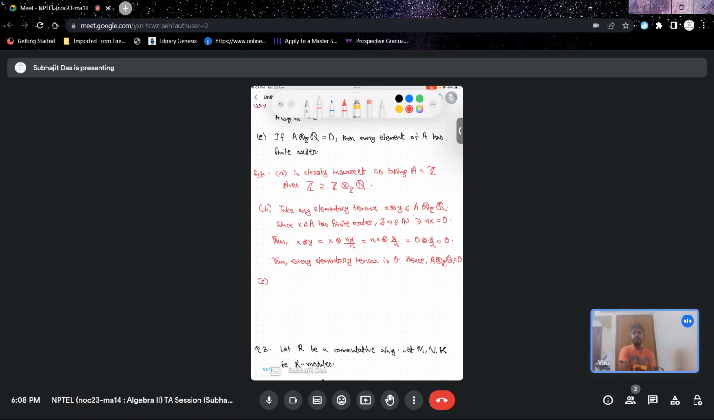So think about this carefully. You are given that the tensor product of A with Q is 0. Is it true that every element of A has to be finite order? If it is not, then you can come up with a counterexample.